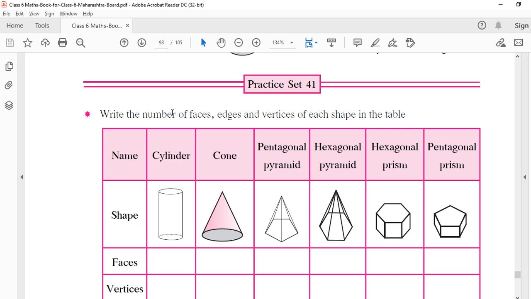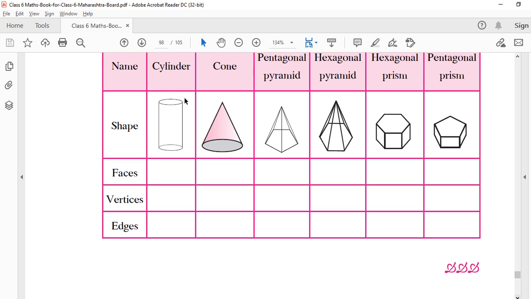Let us start. Now what they have asked is to write the number of faces, the number of edges, and the vertices of each shape in the table. Now the first shape is the cylinder. Correct?